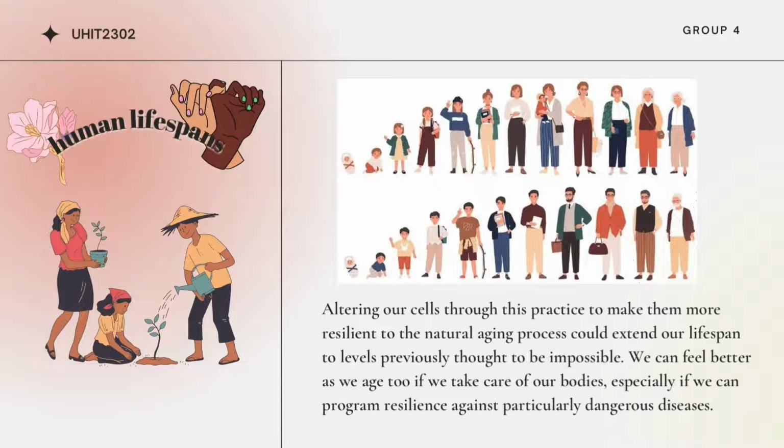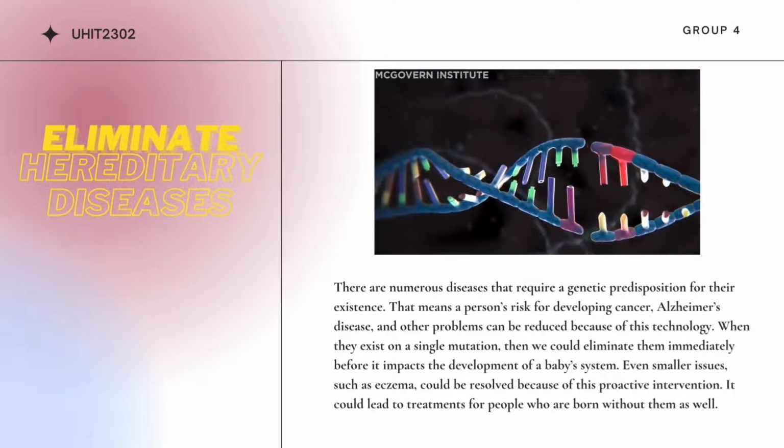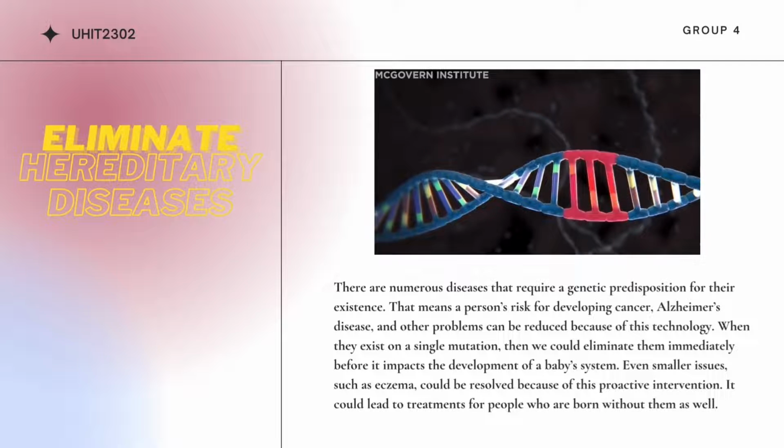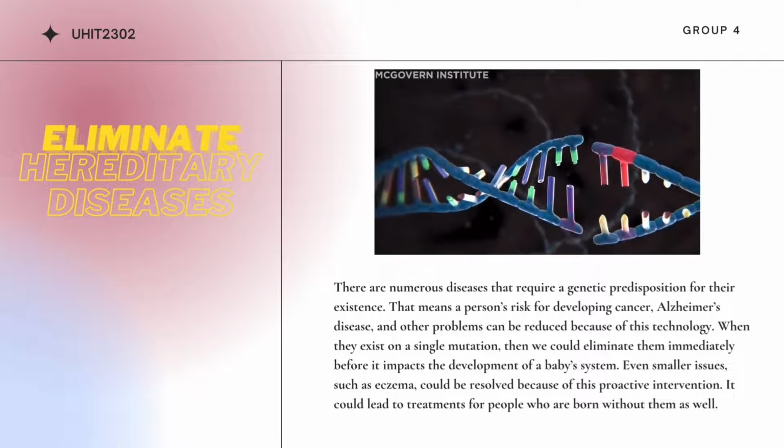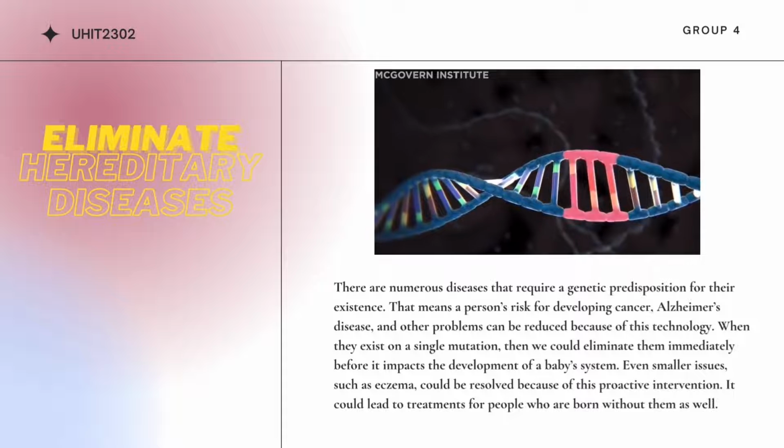Genetic engineering could further human lifespans. By modifying our cells, we may be able to extend our life to levels previously considered to be impossible. Other than that, we could get rid of hereditary disease. Even smaller issues such as eczema could be resolved because of this proactive intervention.